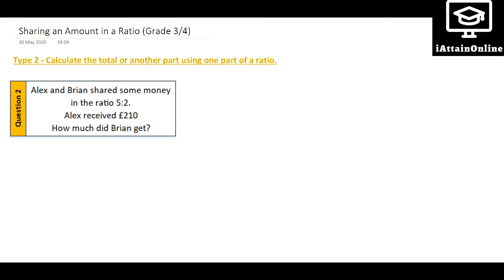Okay, you need to watch out for these second types of question, because what a lot of people do here is they just see the 210 and the 5 to 2 and they think automatically, right, I just need to split the 210 between all 7 boxes. I'm going to show you why that's not quite right in this example. So same again, Alex and Brian, A and B, and they split some money in the ratio 5 to 2. So under here, I'm going to draw out 5 boxes, 1, 2, 3, 4, 5, and under here, I'm going to draw out 2 boxes.